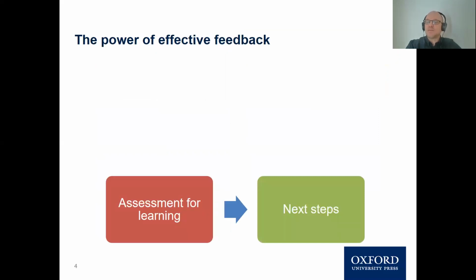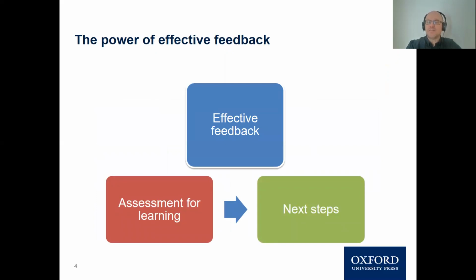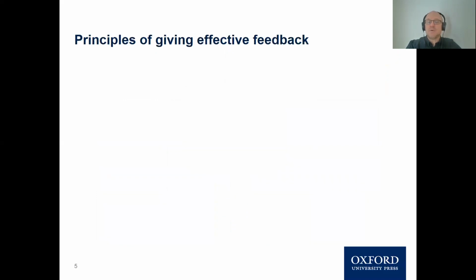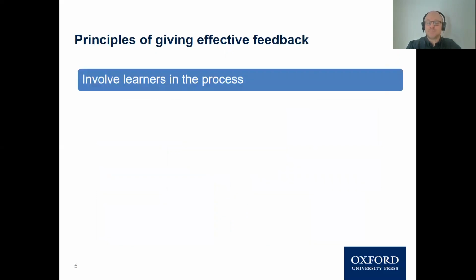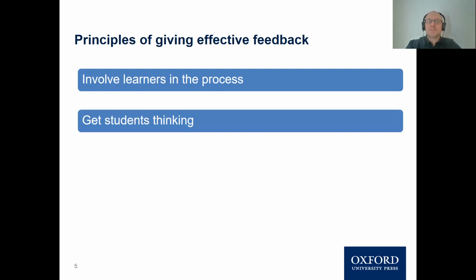If assessment of learning tries to measure previous learning, you could say that assessment for learning is based on trying to plan future learning, to identify the best next steps to be taken. A key component of this process is effective feedback from the teacher, which is given during and directly after the learning phase. Let's take a look at some of the principles of giving effective feedback. First, you want to involve learners in the process, something that can be done by asking questions. We want to get students thinking, to encourage self-evaluation, which is a kind of self-awareness.